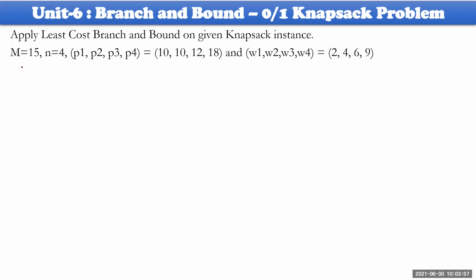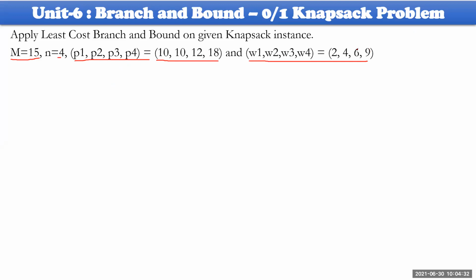In that knapsack instance, the maximum capacity of the knapsack is 15 units, and the total number of objects is equal to 4. The respective profits and weights of the given objects are as follows: P1, P2, P3, P4 equal 10, 10, 12, 18, and the respective weights are 2, 4, 6, 9. Based on this, we already know this particular problem.